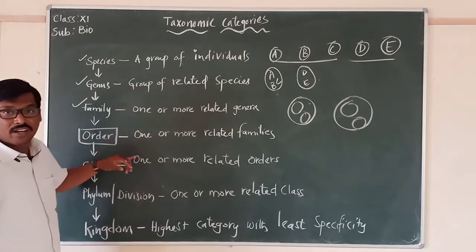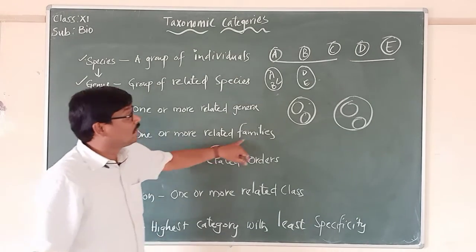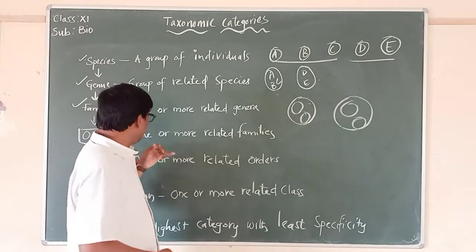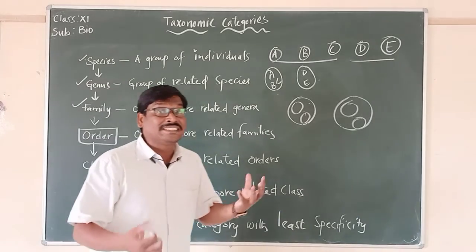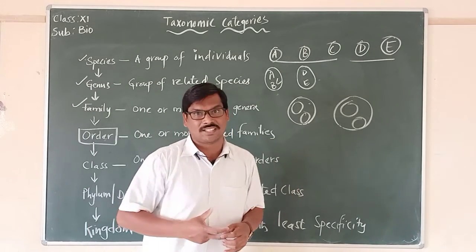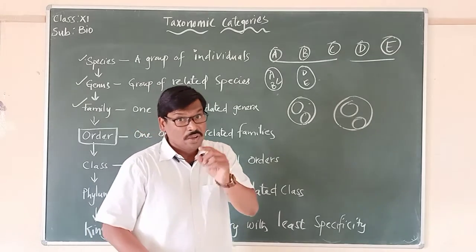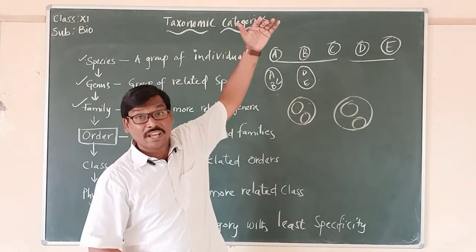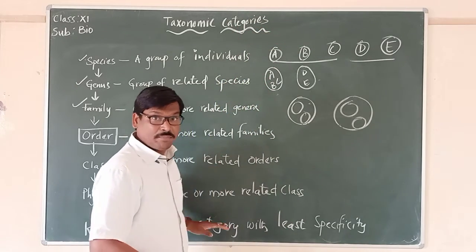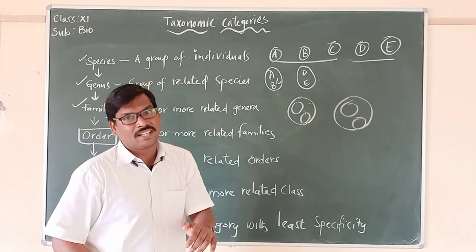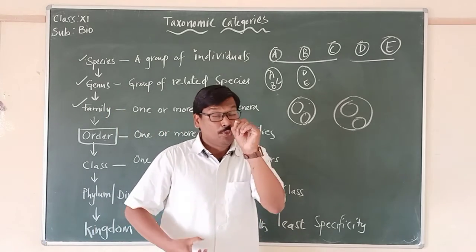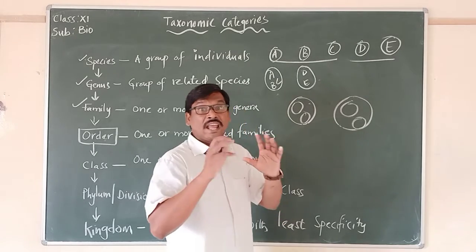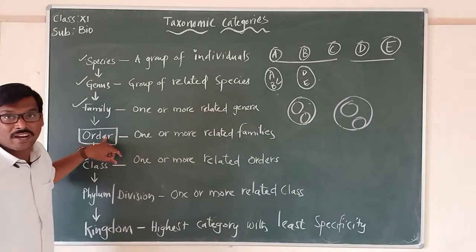Okay, we learned about the order. So what is an order? One or more related families. And when we are talking about the order, please remember it is the aggregates of characteristics. Remember this sentence, aggregates of characteristics we are using. Why? Because as we are moving from the species to the kingdom, the number of characteristics are decreasing, and you have to identify those similar characteristics which are common and bring them together and place it in the order. That's what you have to remember.